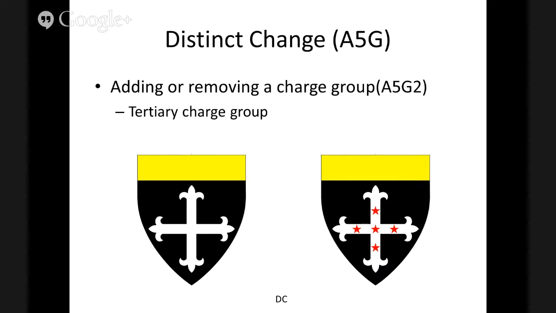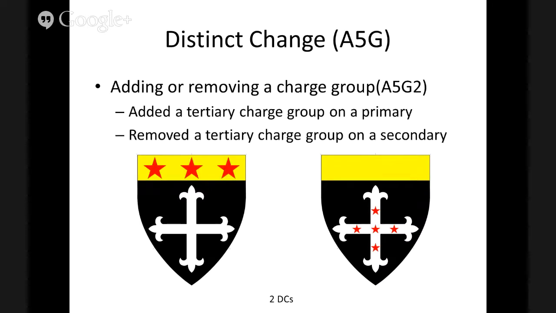You've added mullets to this cross. To the primary charge group, right? The primary charge. So here, we actually have two DCs. Why is that? We said it has to be comparable, right? So we removed a tertiary charge group from a secondary. That's one DC. We've added a charge group to a primary. That's a different DC because these two are not comparable.